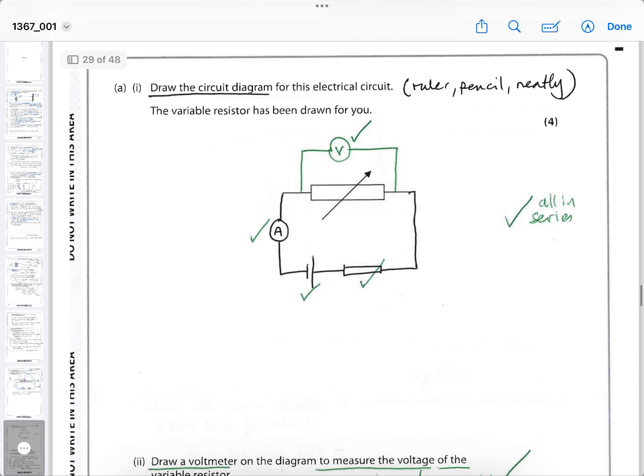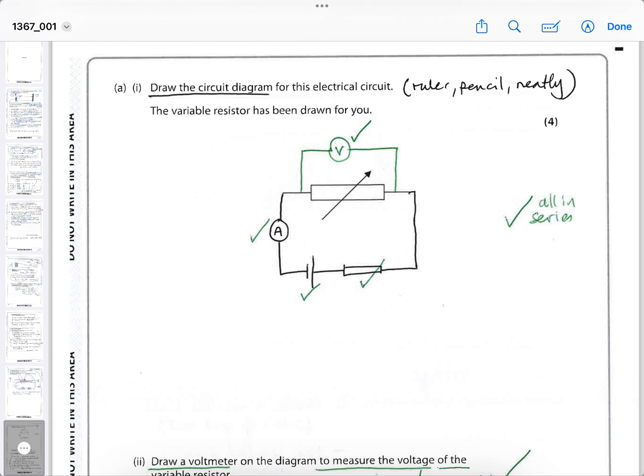Then it says draw the circuit diagram for this. Okay, so the variable resistor is the metal foil. They're giving you that, and then you've got to put the ammeter, the cell, and the fixed resistor in series. And if you put the circuit symbols correctly for each one, you get 1 mark for each symbol, and all in series, the 4th mark.